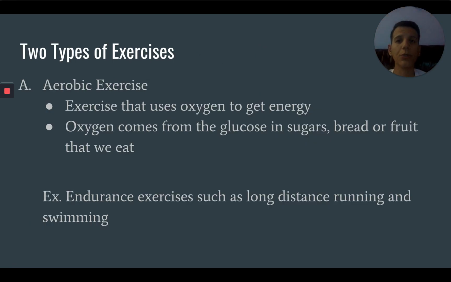All right, so there are 2 different types of exercises. Aerobic, which is exercises that use oxygen in order to get energy. Oxygen comes from the glucose in sugar, like bread or the fruit that we eat. An example of aerobic exercise would be endurance exercises like long distance running or swimming.